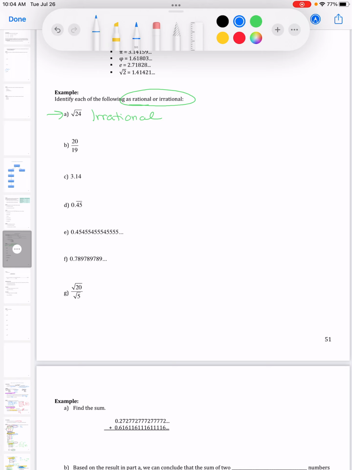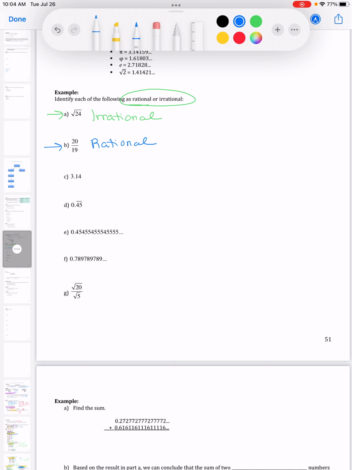For B here, anytime we've got just a nice fraction like this, type that in your calculator. I'm typing square roots in my calculator. If you type this in, it's going to look like a decimal that looks wonky and you're like, oh, it's irrational. Remember, the definition of rational means it's written as a fraction. This is written as a fraction, so it is rational.